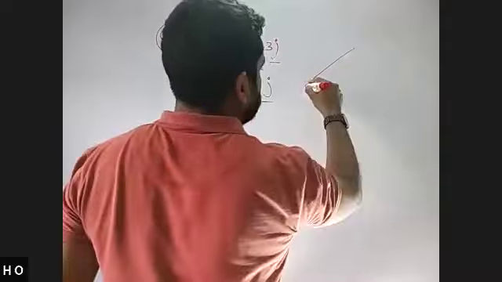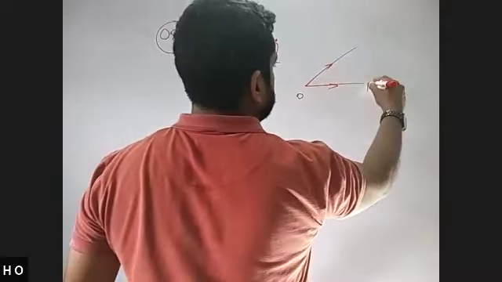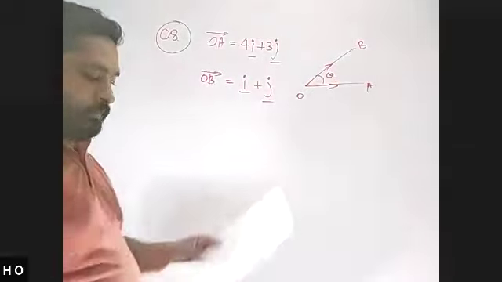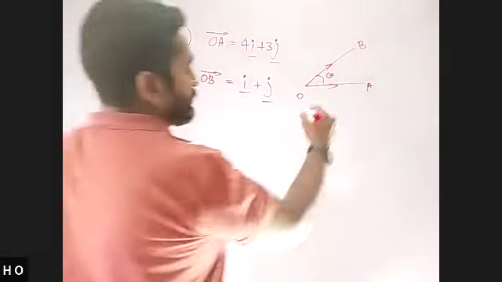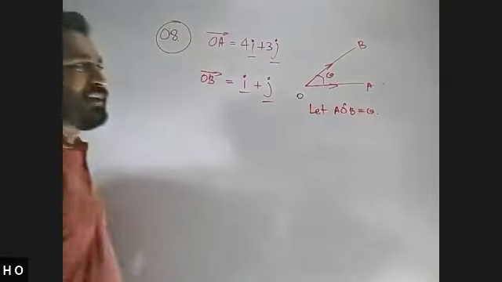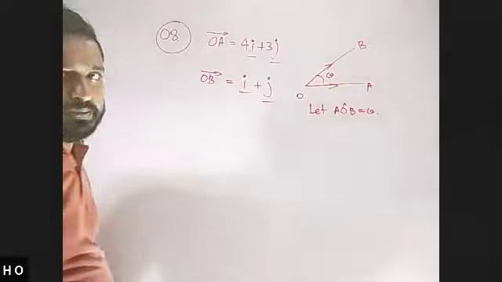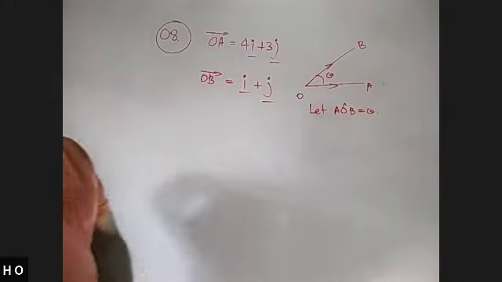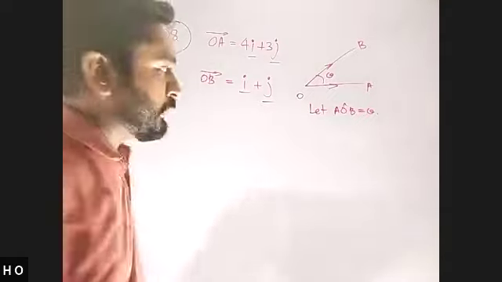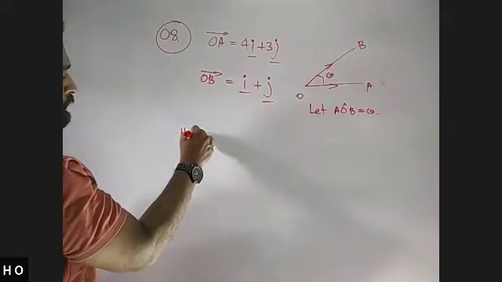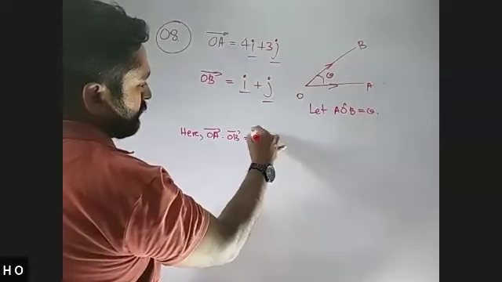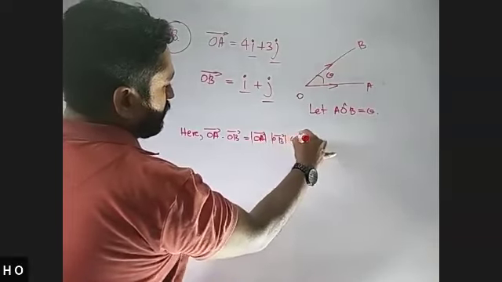So you know that it is like this. O is here, OA and OB. Let the angle be theta, angle AOB. Correct? So what you need to do to find this angle is, obviously, whatever is related to angle is usually the dot product. You can see here, OA dot OB is OA magnitude, OB magnitude, cos theta.